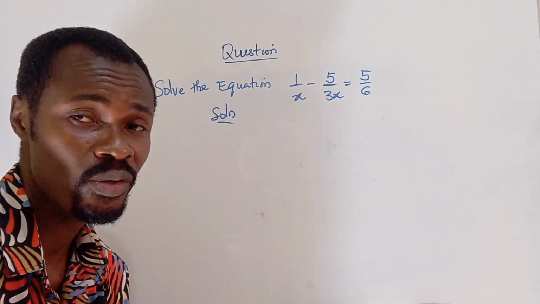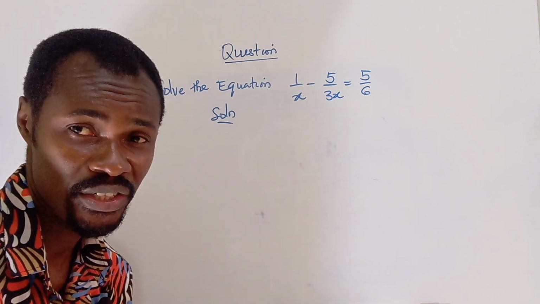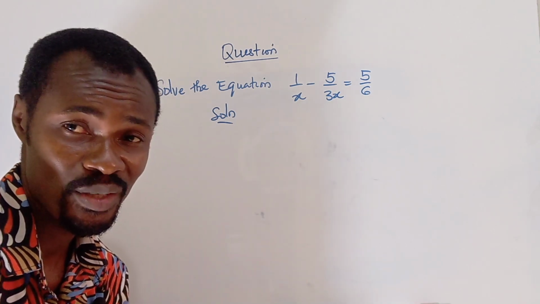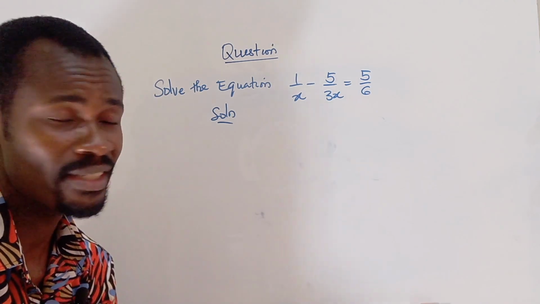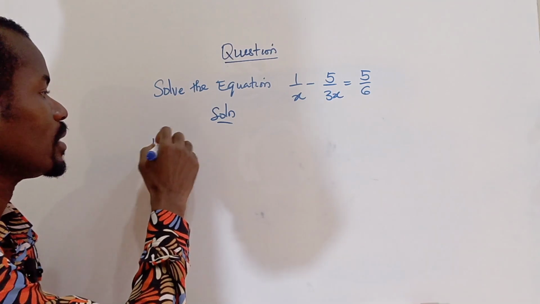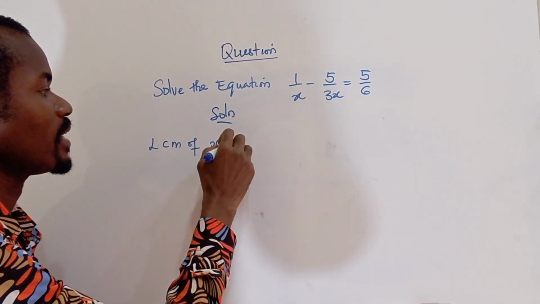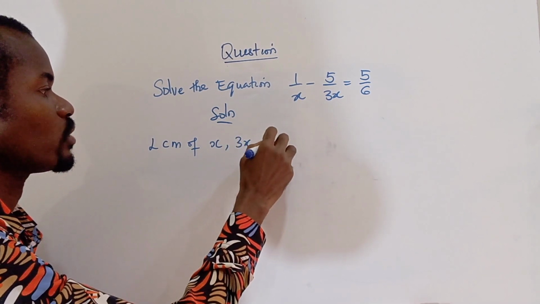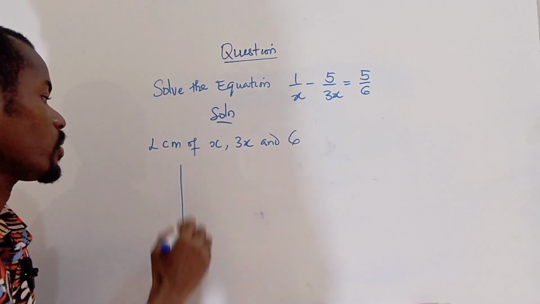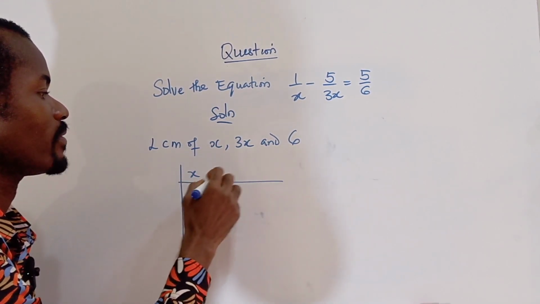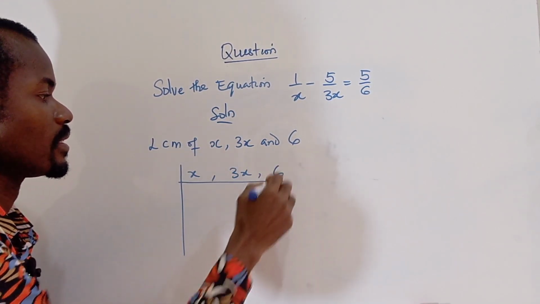Alright, so today we are going to be looking at a problem: solve the equation 1 over x minus 5 over 3x equals 5 over 6. So all we need to do is find the LCM of all the denominators. So I have x, 3x, and 6. We are going to draw a simple line, so we have x, 3x, and 6.